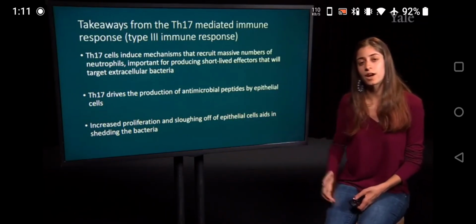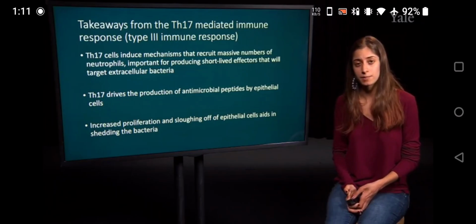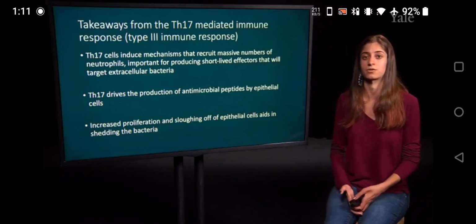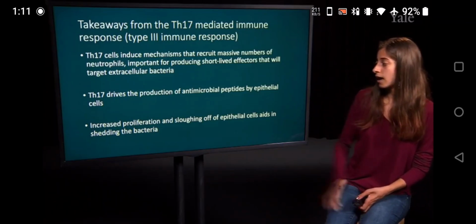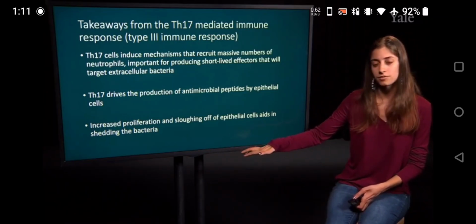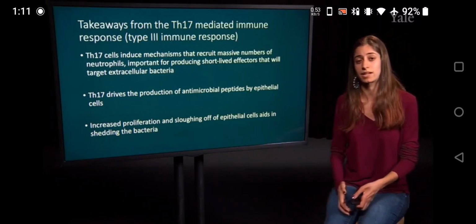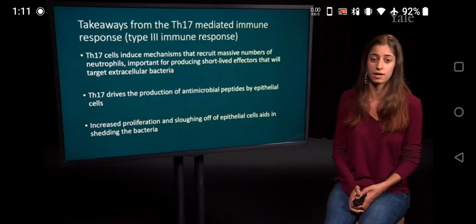Th17 also drives the production of antimicrobial peptides from the epithelium to encourage the expulsion and killing of the extracellular bacteria. And finally, increased proliferation and sloughing off of epithelial cells aids in the shedding of the bacteria before it can infect the rest of the body.